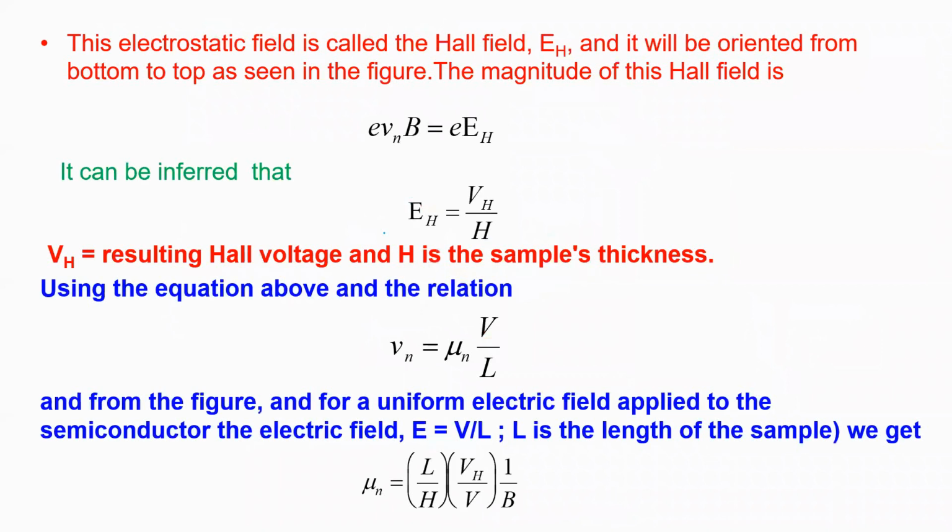Now there is some mathematical thing involved. So we already know some of the aspects, but let's discuss that in a little bit more detail. So an electrostatic field is there, that is called EH, related to Hall effect, and it will be oriented from the bottom to top as seen in the figure.